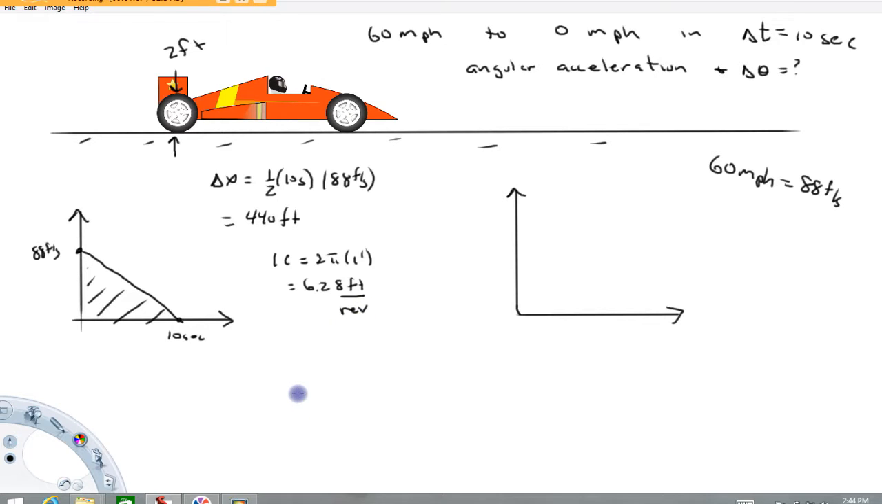Now what I'm going to do is take this 440 feet and divide it by 6.28 feet per revolution. And this number is going to come out in units of revolution. So it's going to tell me how many times that tire went around.